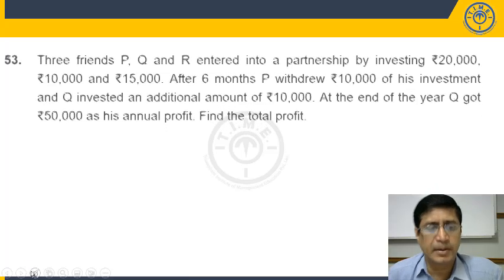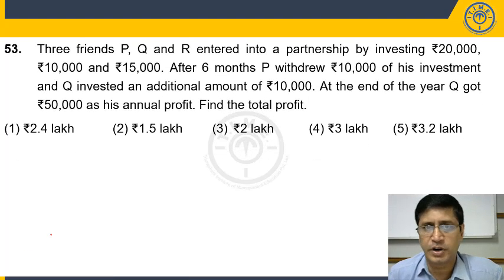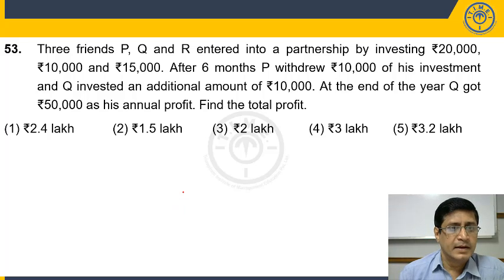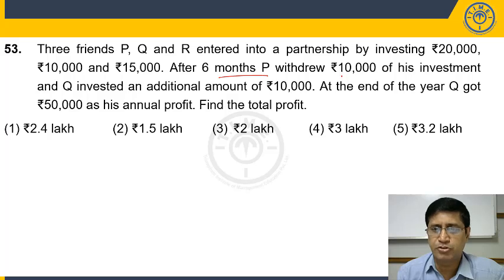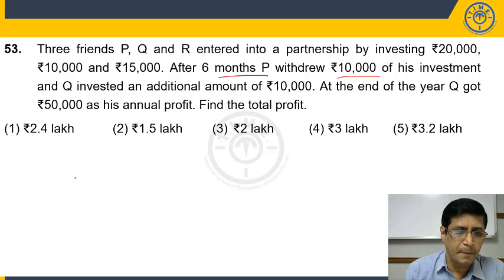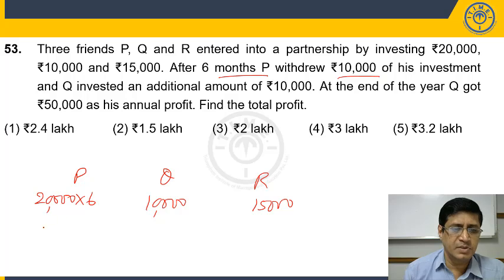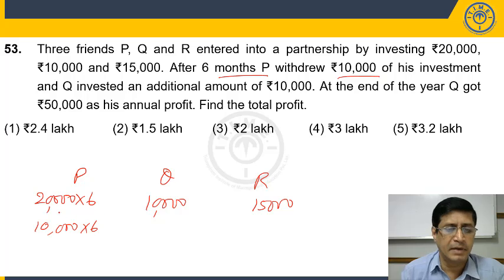Now look at the next example on your screen. Yes, my dear students. Hope you are noting all these solutions. 3 friends are given here, P, Q, R. The investments are given. P withdraws after 6 months. So what is the investment of P, Q and R? Initially P invested 20,000, Q 10,000 and R 15,000, invested for 6 months. After 6 months withdrawing 10,000 means remaining 10,000 for the remaining part of the period.